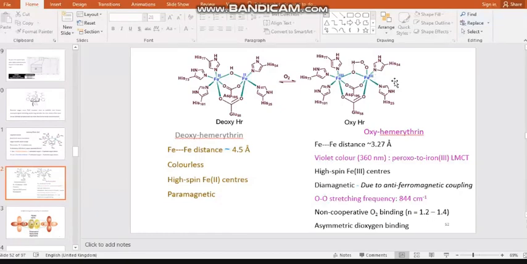Seeing the color, it is very different from that of your deoxy form. It's a violet color in nature. So what is the origin of this violet color?